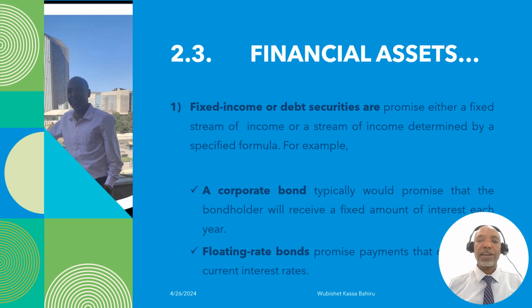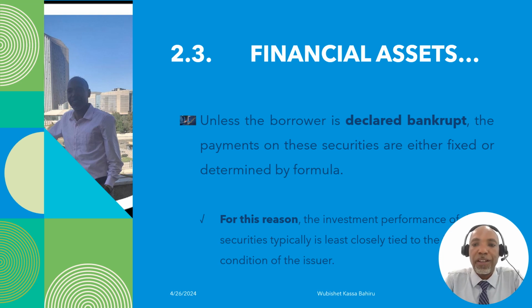In another way, there are different kinds of bonds. We have floating rate bonds. These floating rate bonds simply promise payments that the customer gets depending on the current interest rates. So floating rate bonds are mainly determined by the current interest rate, whereas fixed income bonds are determined by fixed amounts of value or a kind of formula.